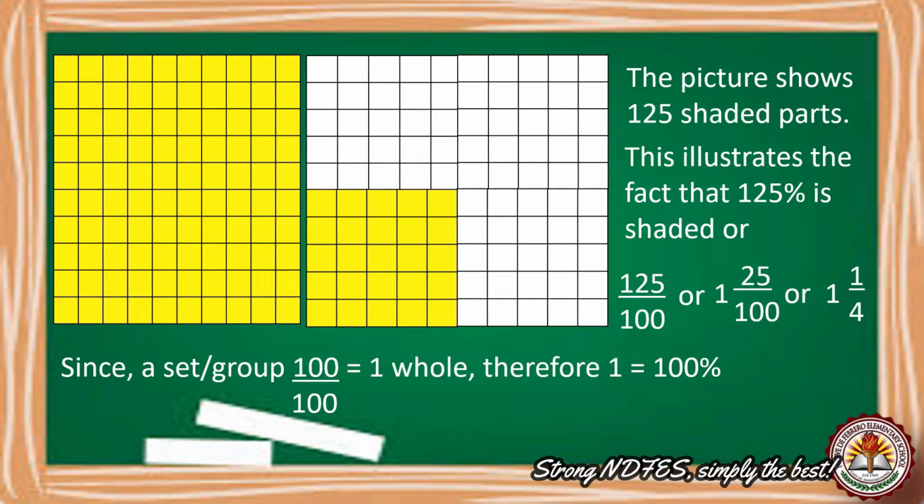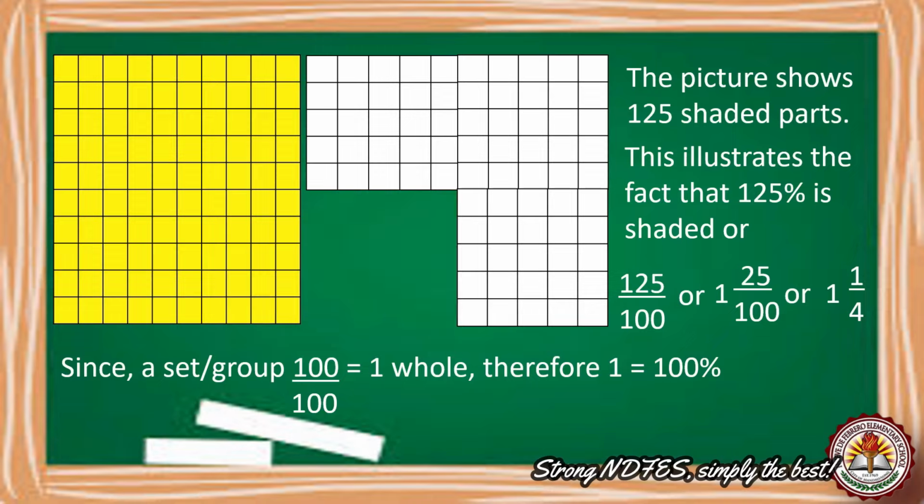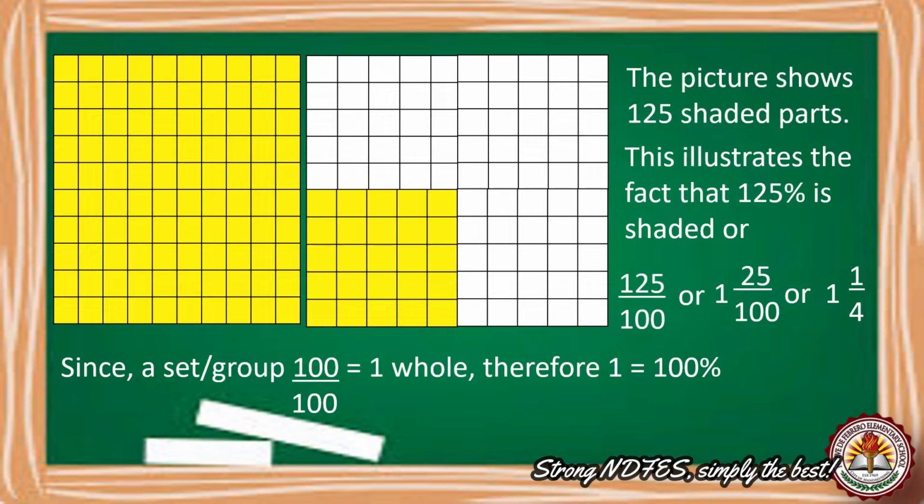1 for the whole shaded part. Our numerator is 1 for the shaded part, and our denominator 4 is the whole divided into 4 equal parts. 1, 2, 3, and 4.